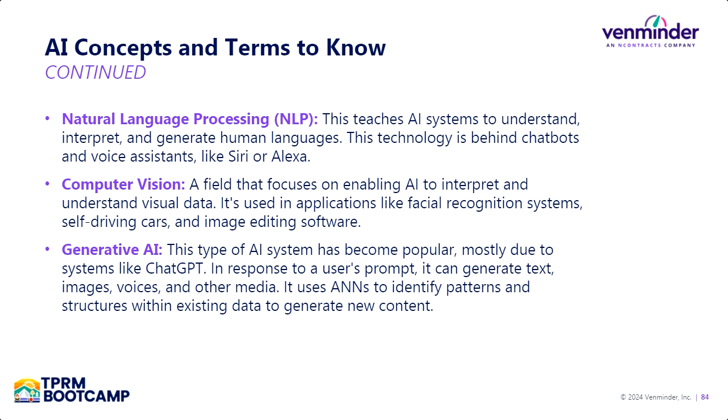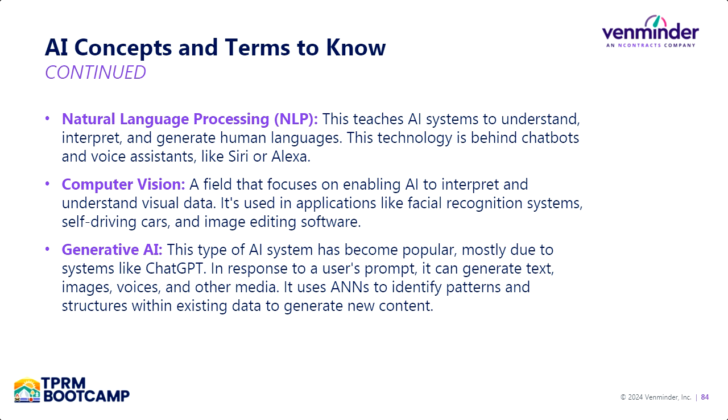Okay, so we have natural language processing. This is all your Siris and Alexas that sit behind chatbots and digital assistants. These systems learn to understand and interpret and generate human language. We have computer vision, which are the systems that can recognize visual data. So these are things like image editing, facial recognition, self-driving cars.